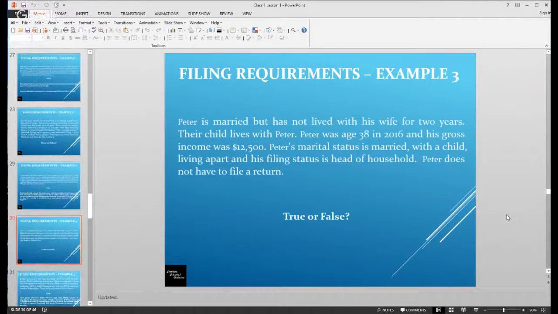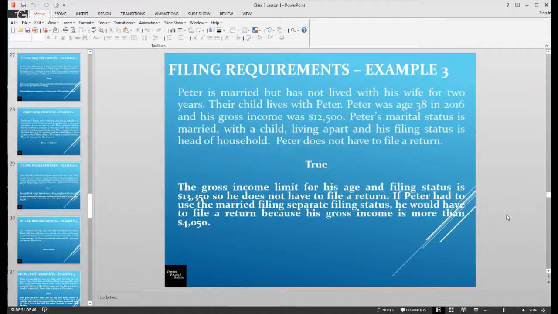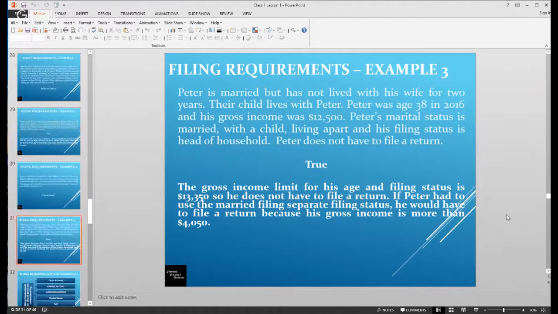Peter is married but has not lived with his wife for 2 years. Their child lives with Peter. Peter was 38 in 2016 and he had a gross income of $12,500. Peter's marital status is married with a child living apart, and his filing status would be head of household. Peter does not have to file a return. Again, looking at the information from Table 1.1, we're going to find that this is true. The gross income limit for his age and filing status would be $13,350. So Peter does not need to file a return.